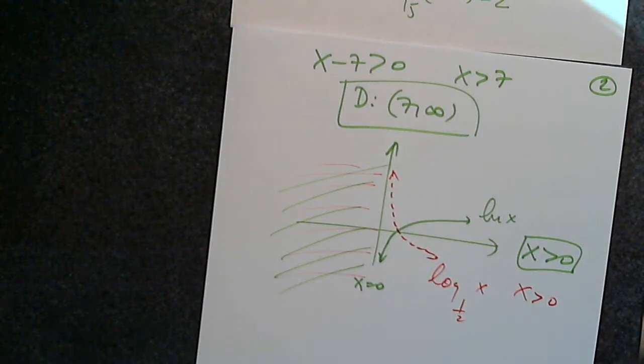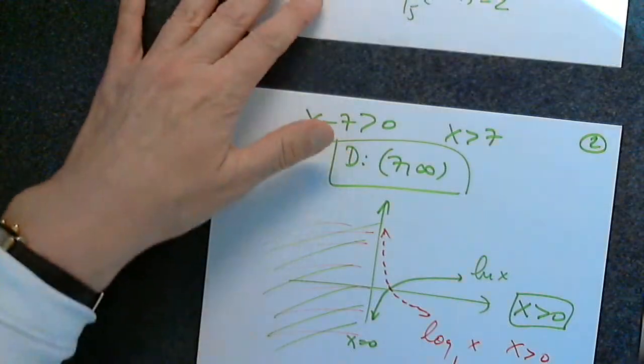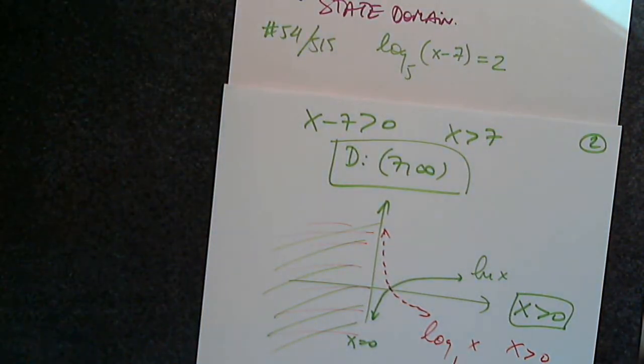Okay, so coming back, we have the domain. What if I solve the equation and I get the solution x equals 5? What will you say?